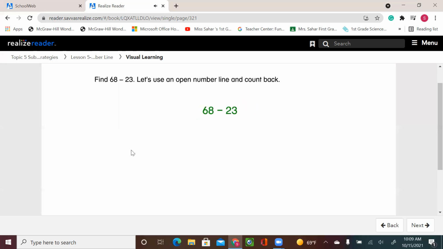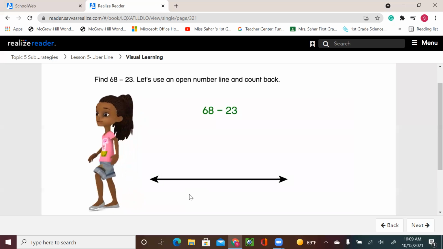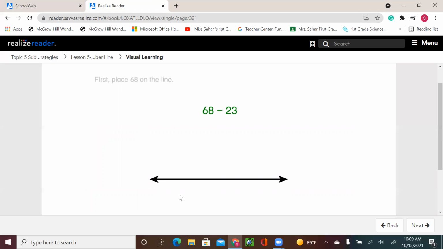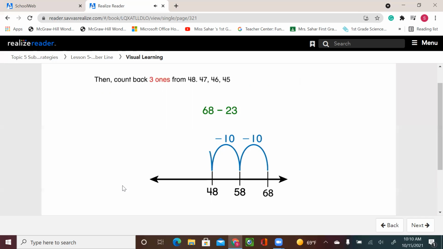Find 68 minus 23. Let's use an open number line and count back. First, place 68 on the line. Here is one way to subtract 23 from 68. 23 is 2 tens and 3 ones. So count back 2 tens from 68: 58, 48. Then count back 3 ones from 48: 47, 46, 45.